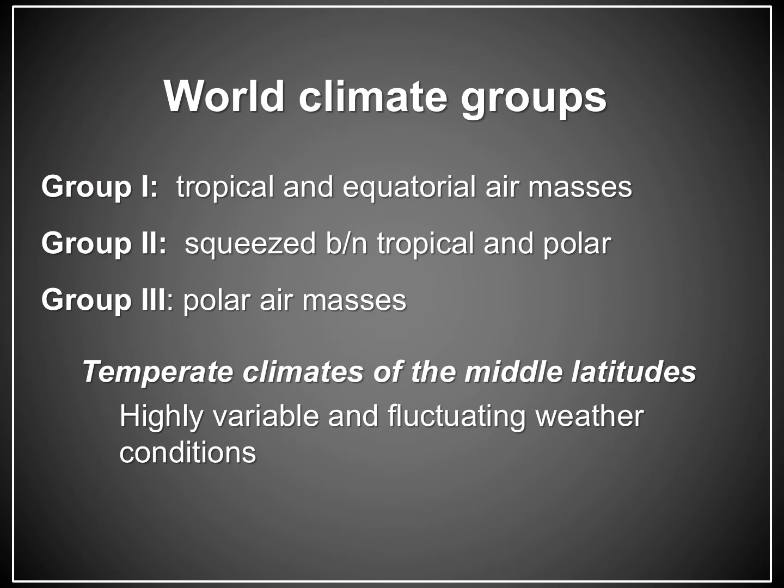We can separate the world into climate groups based on the air masses that are characteristic of each area. The climate conditions of any area of the world are driven by the relative influence of tropical and polar air masses. Here in the middle latitudes, where we have temperate forests, we are influenced by both, and as a result we have a highly variable weather season to season.